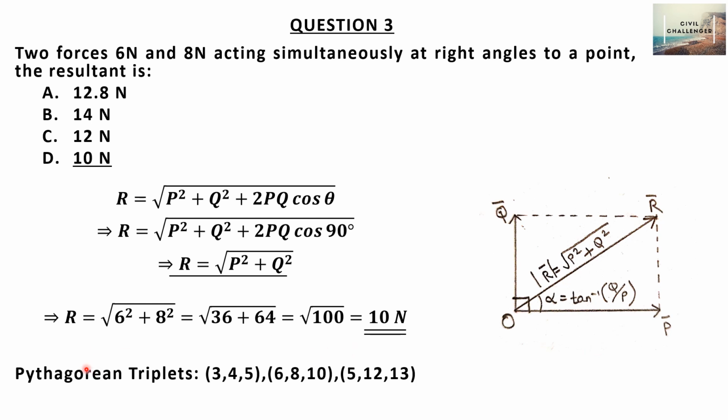Now, you see that 6, 8 and 10 is a Pythagorean triplet, which means that 6 square plus 8 square is equal to 10 square. Similarly, other Pythagorean triplets are 3, 4, 5 and 5, 12, 13, etc. So these are some common values that are asked in the questions. If we have 3 and 4 as the forces, then 5 will be the resultant force. Similarly, if 6 and 8 are the forces, then 10 will be the resultant force. And if 5 and 12 are the forces, then 13 will be the resultant force.